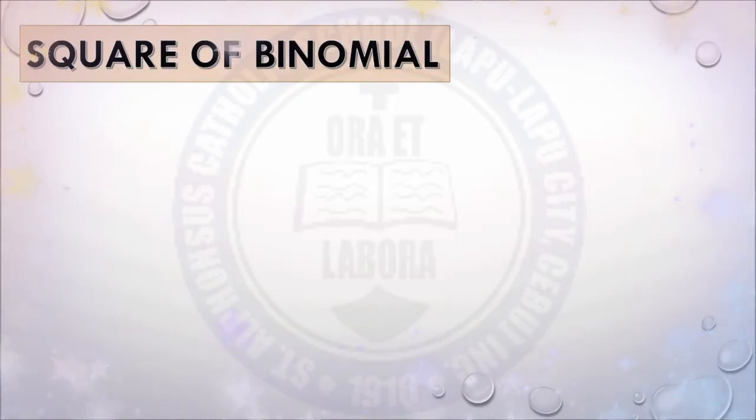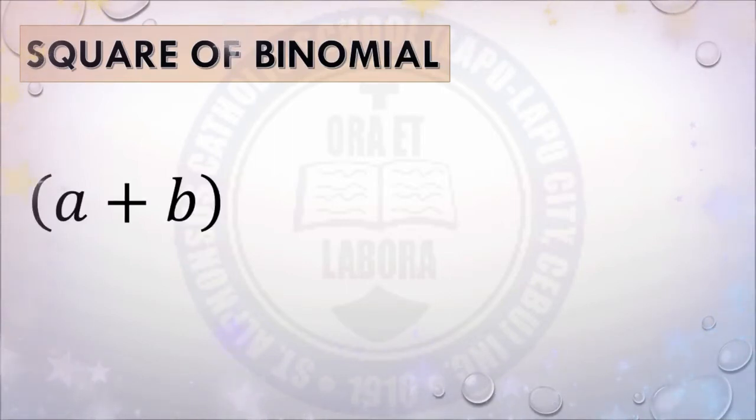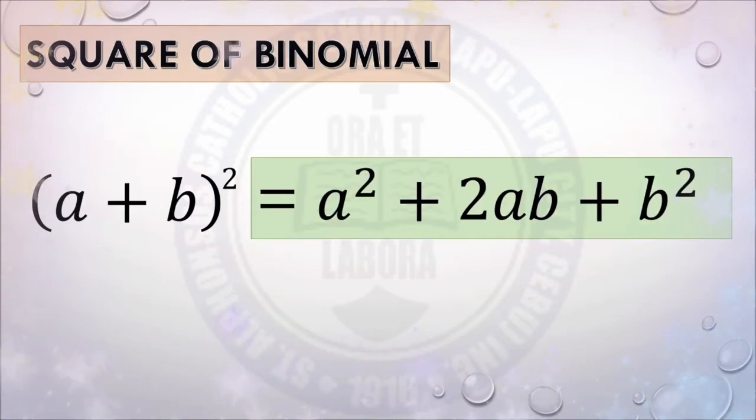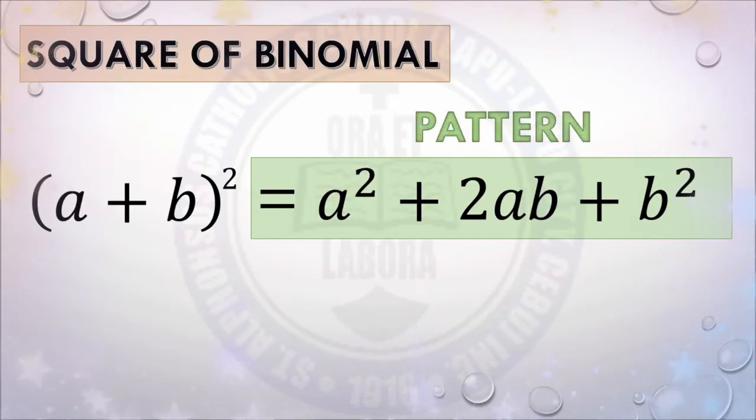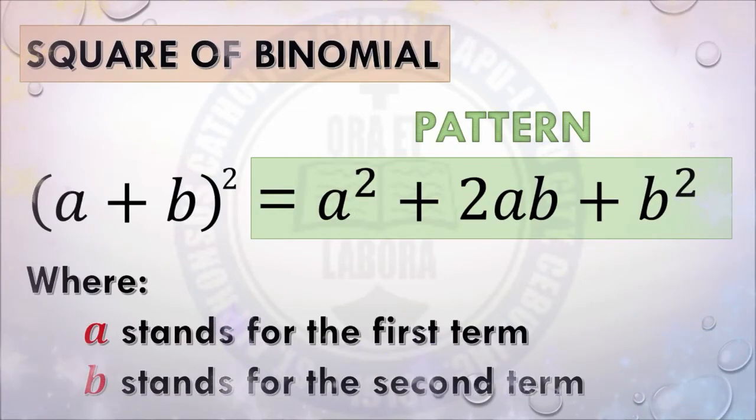What do you mean by binomial? Please put your answer on the text box below. Yes, you are right. A binomial is a polynomial having two terms. If you're going to square a binomial, you're going to raise the two terms to the second power. The square of binomial has the pattern a squared plus 2ab plus b squared, where a stands for the first term and b stands for the second term. For you to understand where you get the pattern, please watch this video.